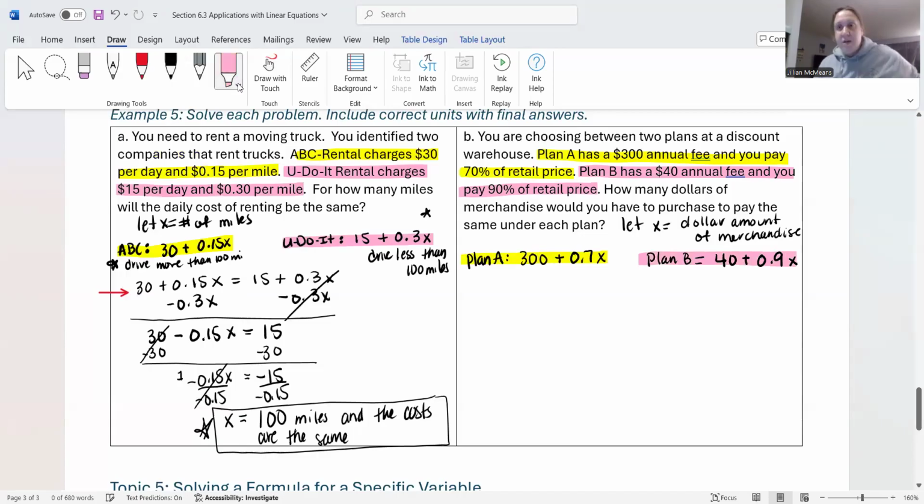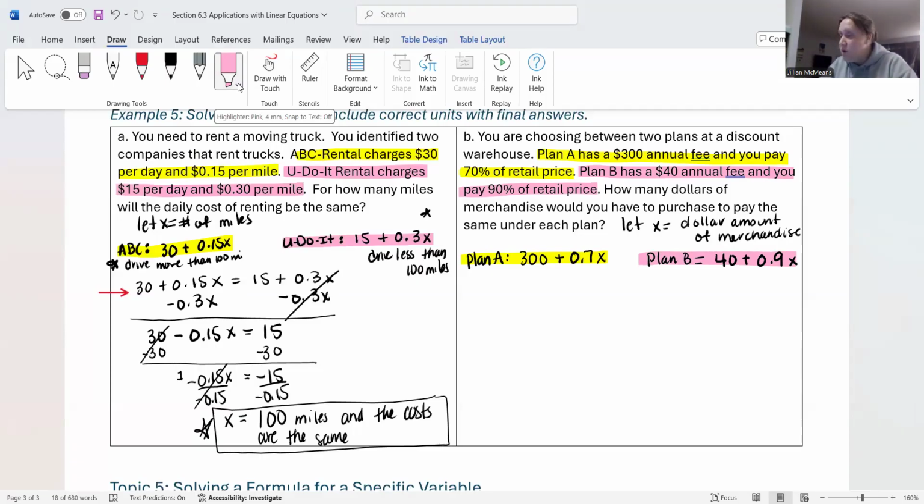All right, so let's talk about this one more time. For plan A, you're paying $300 regardless. For the year, you're going to pay $300. And then you pay 70% of the retail price. That's X. And then for plan B, you pay $40 a year. So you have a much lower annual fee, but then you don't get quite as good of a discount. You pay 90% of the retail price. That's the dollar amount of the merchandise that you're going to buy throughout the year.